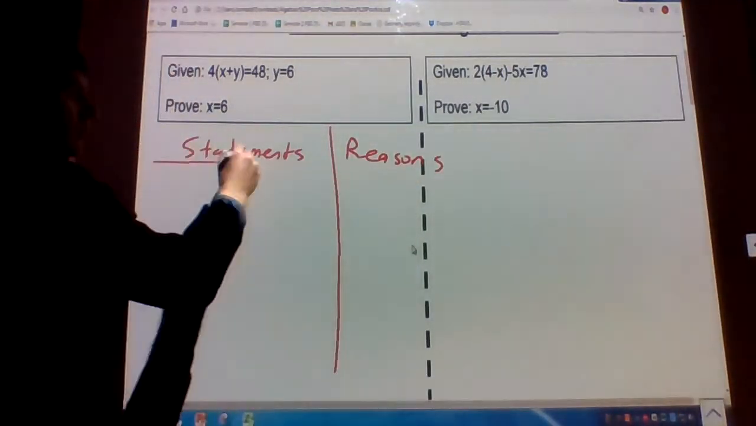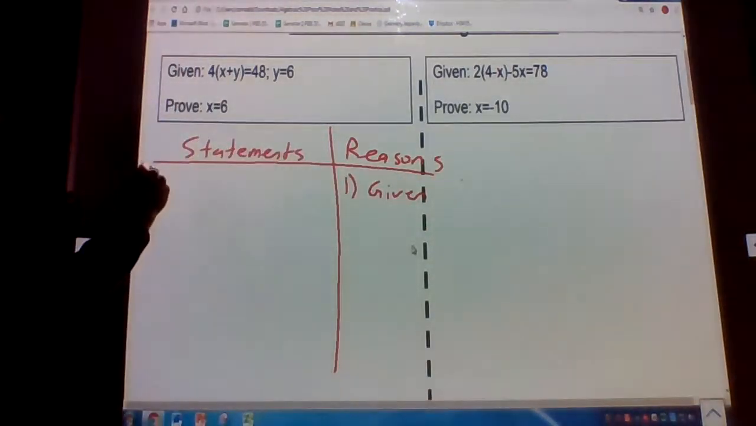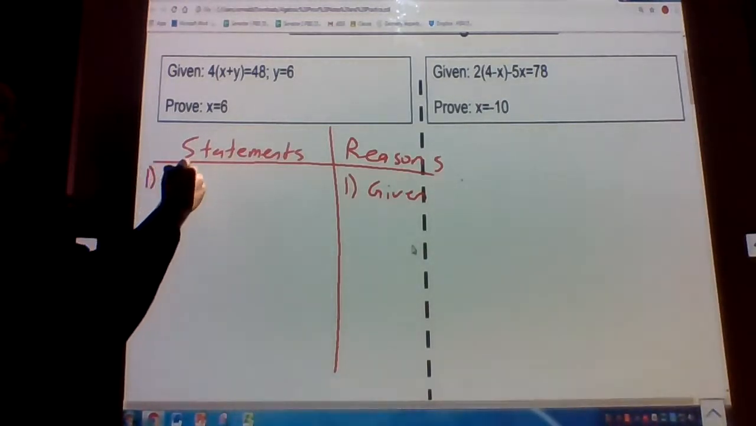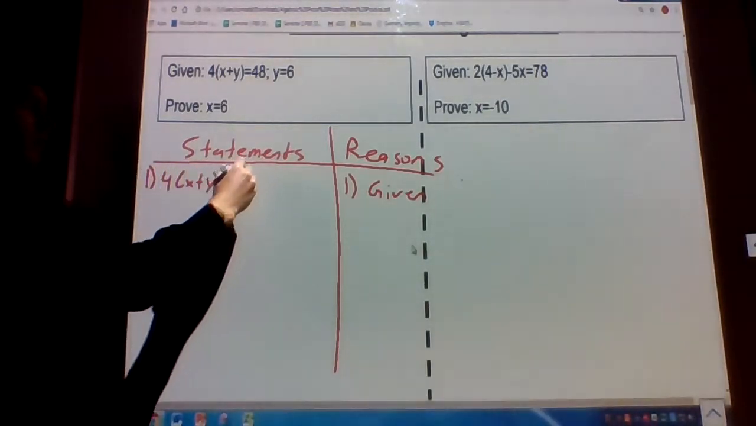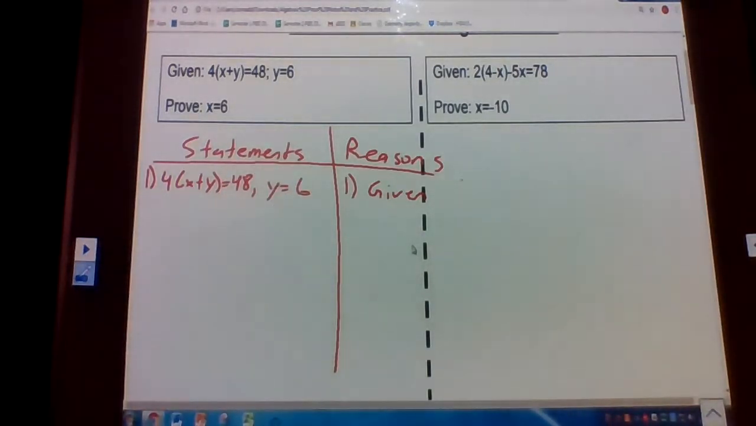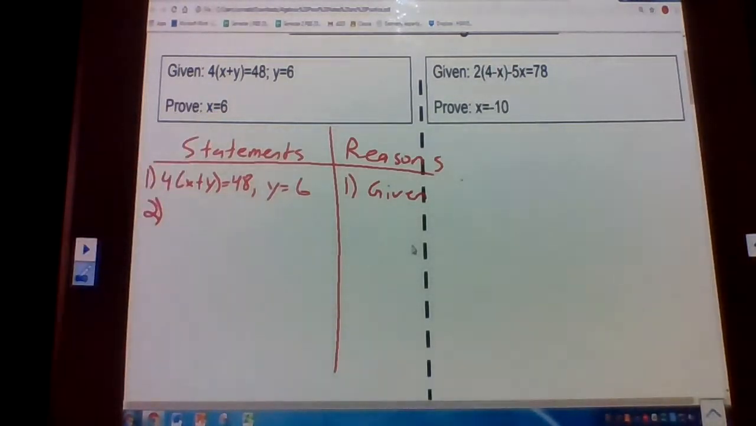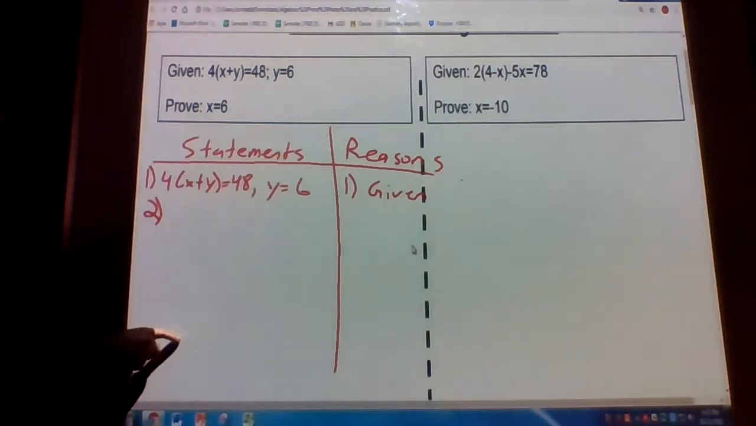Okay, we always start with what we are given. So here we are given that 4 times quantity x plus y is going to equal 48, and we are also given that y equals 6, so we have 2 givens. We're trying to prove that x equals 6. So we basically want to do the algebra out, and our last step here should say x equals 6.